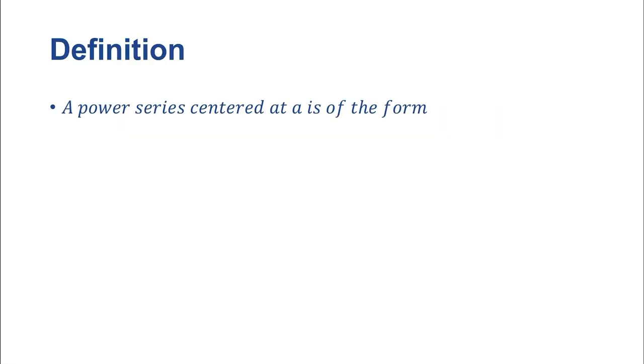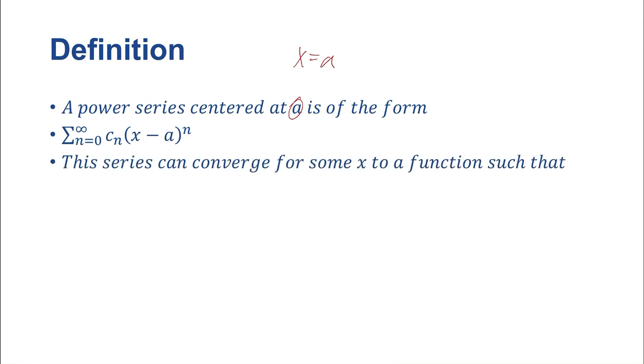So let's get started. The definition of a power series centered at some x value a, so this is x equals a, is of the form the sum from n equals 0 to infinity of c sub n times x minus a to the power of n. And so if we multiply all of this out, we can converge for some x here to a function such that our function is equal to the series.